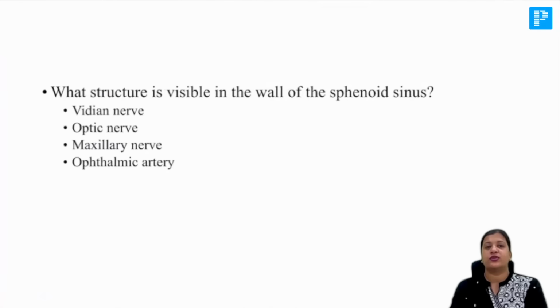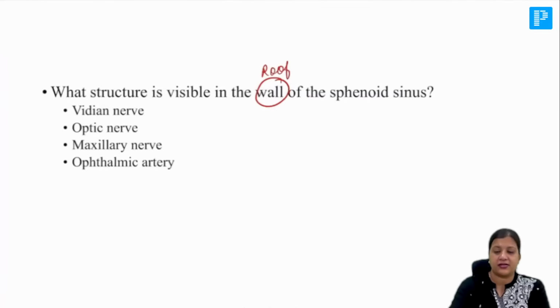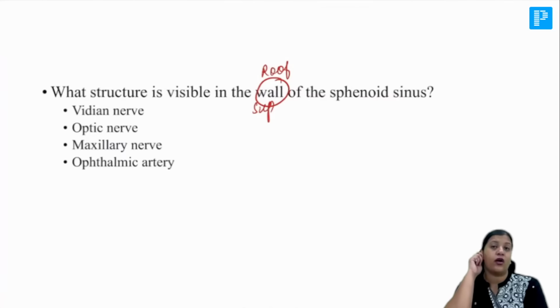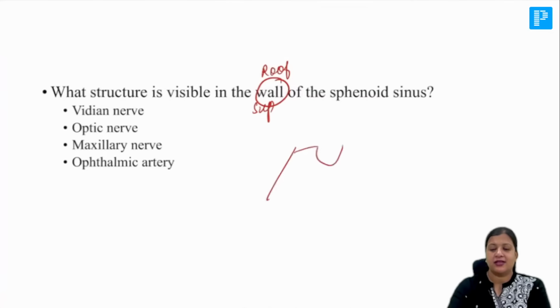Which structure is visible in the wall of the sphenoid sinus? Median nerve, optic nerve, maxillary nerve, or ophthalmic artery? I would like to change the question a little bit. If I ask you in the superior wall or roof of the sphenoid sinus, what is the structure that is visible? Yes, I'm waiting for your answers. So if we see the sphenoid sinus, the roof has a depression. This is called as sella turcica.